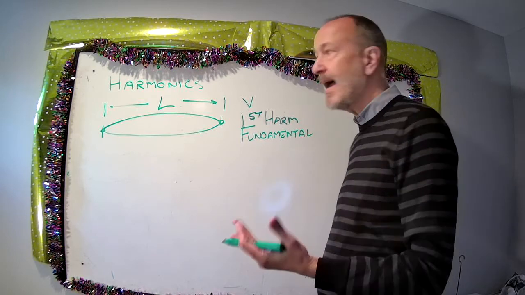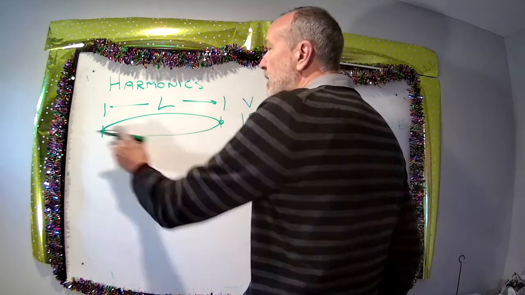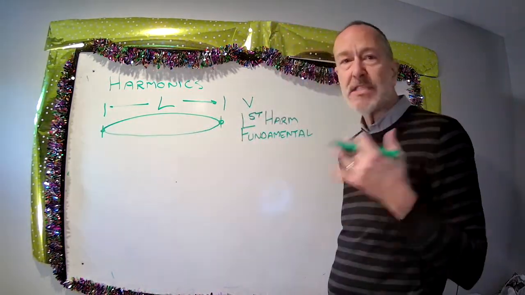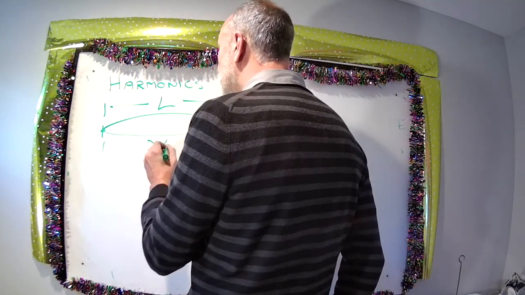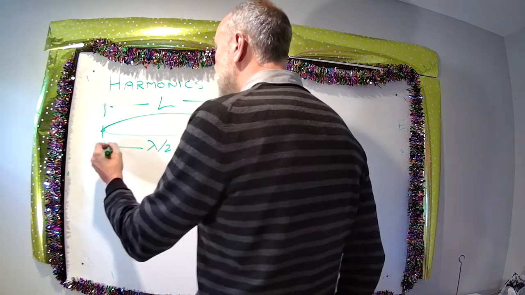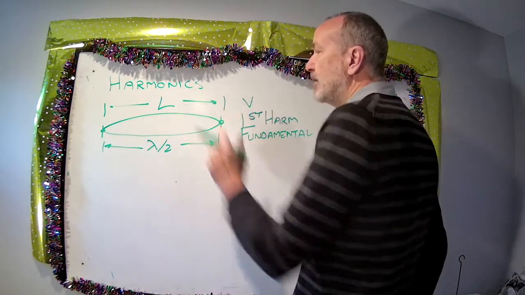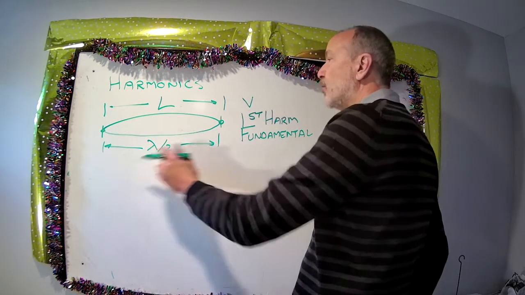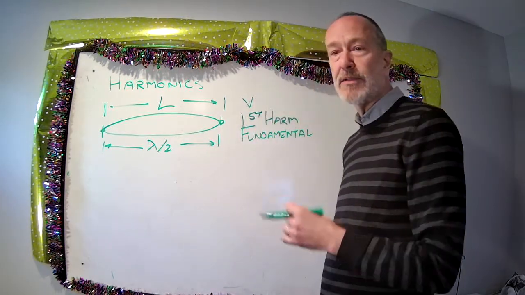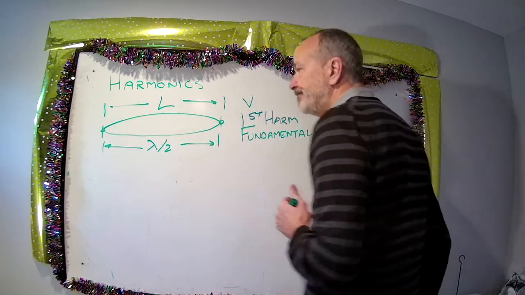How wide is that? Well, remember, between adjacent nodes, it's a half wavelength. So this distance is lambda over 2. So if we know the string length, we can figure out the wavelength. If we can figure out the wavelength and we know v, we can figure out the frequency, and we'll do a little bit of that.